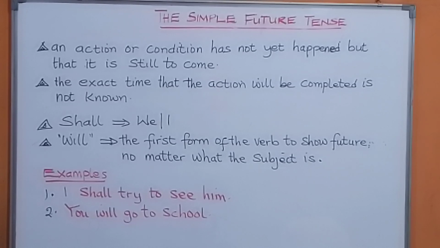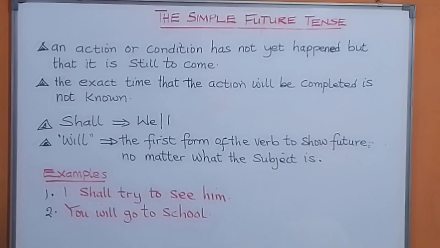In simple future tense, we use shall when you talk about we or I. You say we shall, I shall. Remember, you don't put ing here because this is not future continuous. We are going to do that in a series. But generally in English, we use will with the first form of the verb to show the future, no matter what the subject is.